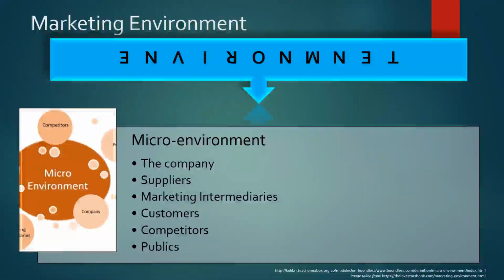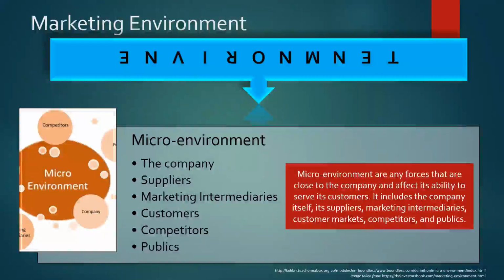We have the company, the suppliers, marketing intermediaries, customers, competitors, and publics. But actually, what is micro environment then? Micro environment is any forces that are close to the company. So it means that everything related to the company, we call the micro environment. That can affect its ability to serve its customers. So all of these elements, all of these factors that the company has, may affect the ability to serve the customers.